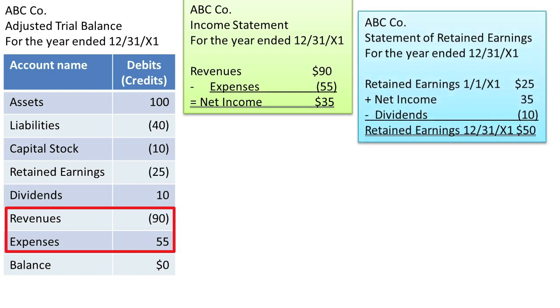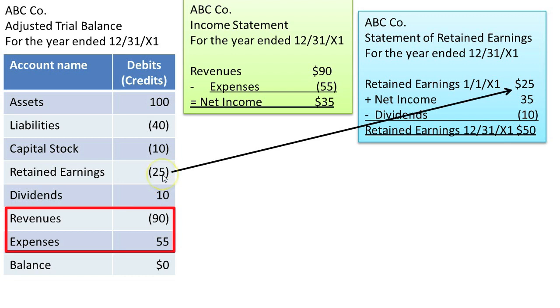Then we prepare the statement of retained earnings. The beginning retained earnings will come from the adjusted trial balance, but retained earnings is the only account that really hasn't been adjusted yet because retained earnings are adjusted by dividends, revenues, expenses. Therefore, this $25 is actually the January 1st X1 balance because these accounts have not yet been closed into it. Through the closing process, we will make sure all these accounts get closed into this retained earnings, but just remember that the beginning retained earnings to be used on the statement of retained earnings comes from the adjusted trial balance. The way you know that these accounts have not been closed yet is because temporary accounts still have balances.